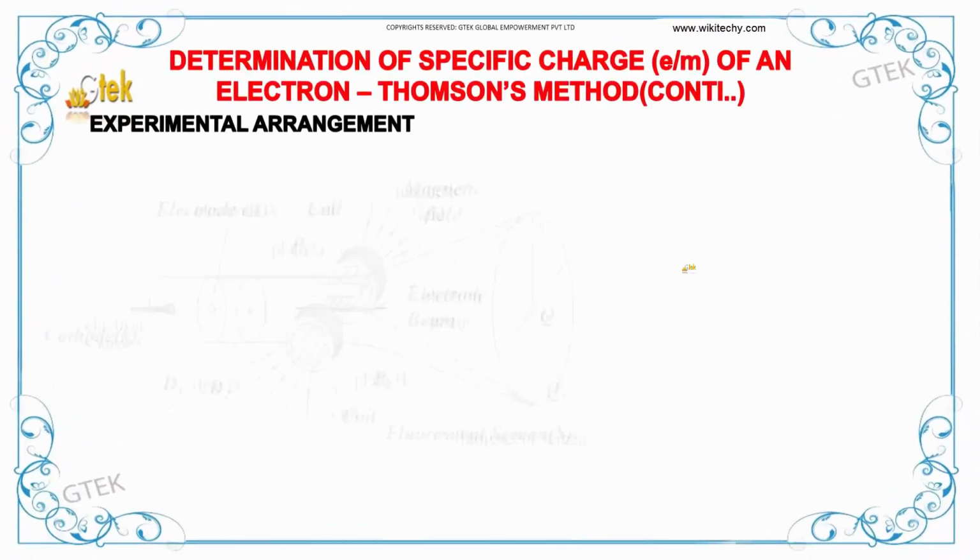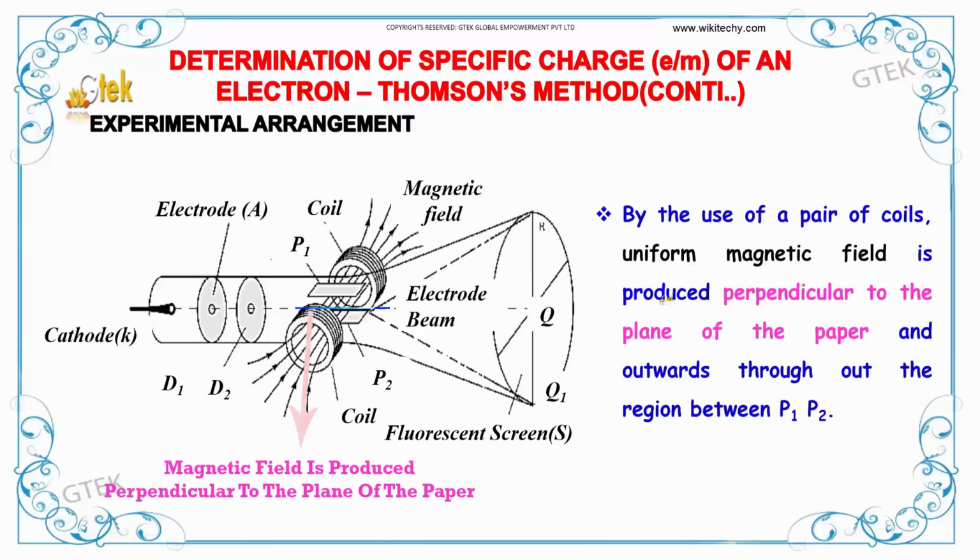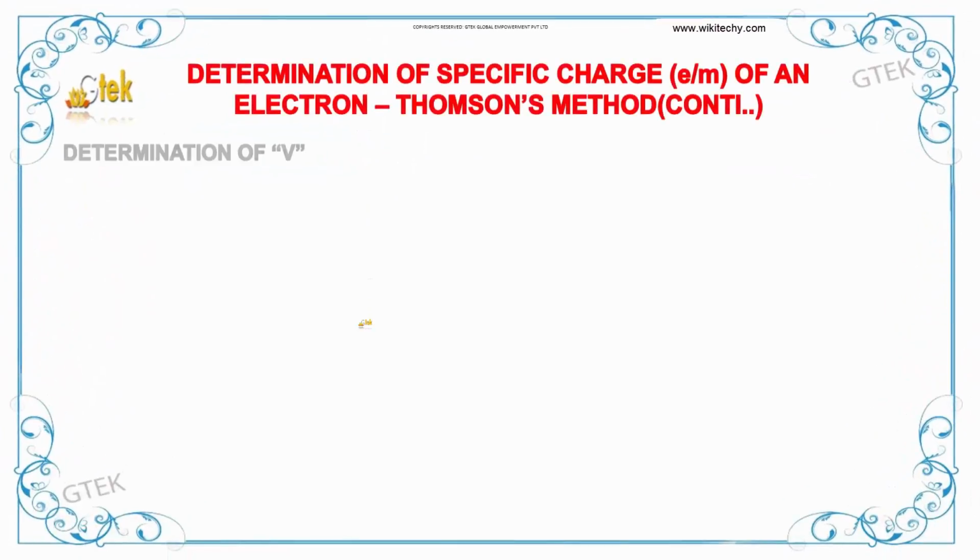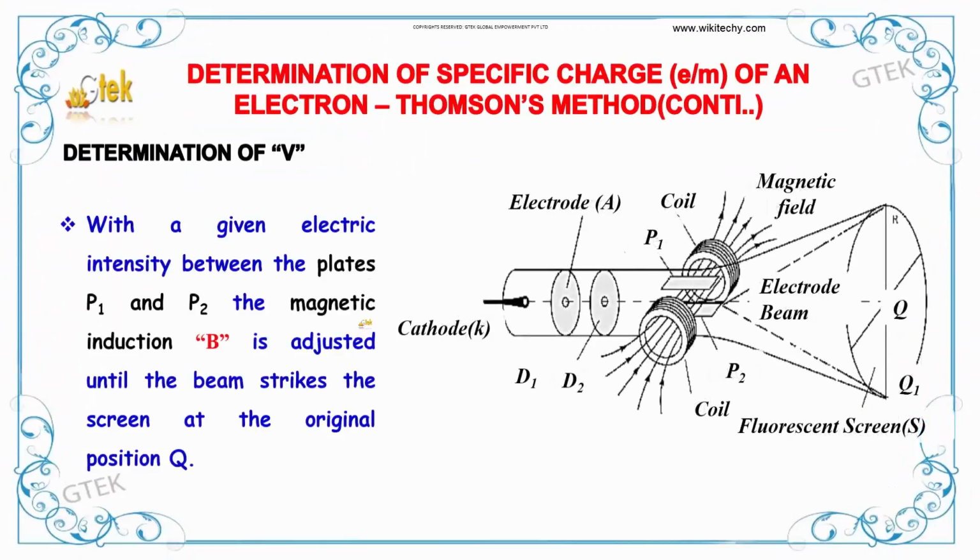Moving further, you are able to see that by the use of a pair of coils here, a uniform magnetic field is produced perpendicular to the plane of the paper, in this direction and outward, towards the region between P1 and P2. If we talk about the determination of v with a given electric intensity between the plates P1 and P2, the magnetic induction B is adjusted until the beam strikes the screen at the original position Q.